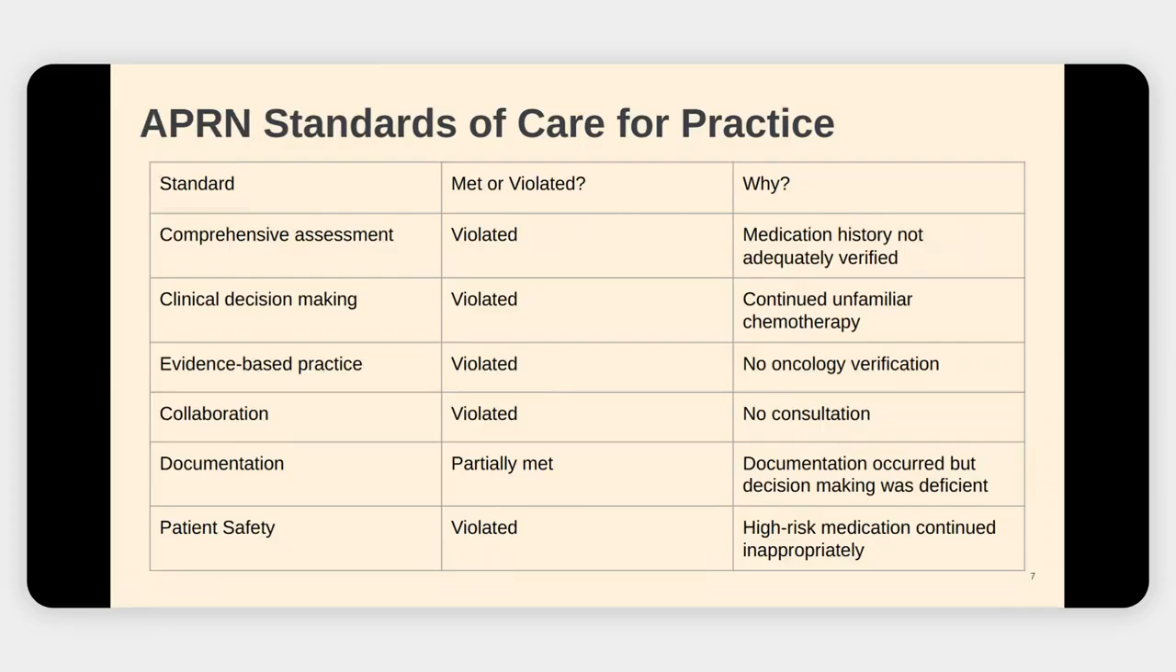Several AANP standards of practice were violated in this case. The standard related to comprehensive assessment was not fully met because the medication history was not adequately evaluated before treatment continued. Clinical decision-making and evidence-based practice were also violated because the nurse practitioner continued a specialized chemotherapy medication without confirming the appropriate regimen. The standards emphasizing collaboration and consultation were not met because no oncology consultation was obtained despite the complexity of the medication.